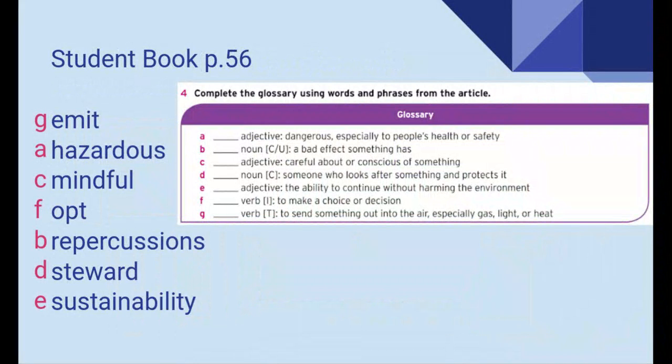Opt is letter F, to make a choice or decision. Repercussions, letter B, a bad effect something has. Steward, letter G, someone who looks after something and protects it. Sustainability, letter E, the ability to continue without harming the environment.